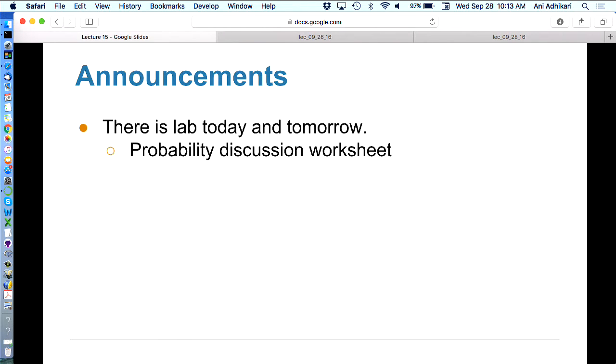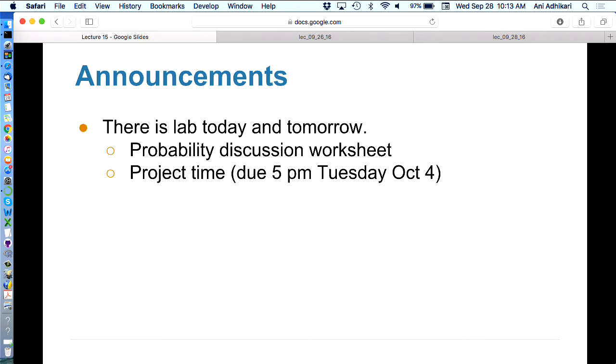Please note the word discussion. This worksheet is not for you to work on silently. It's for you to talk to other people about and argue about. All right? So it's going to be a portion of lab that is going to be about the ideas. And then, of course, the remainder of the lab is going to be devoted to your finishing part 3 of the project, which is due in just under a week now.